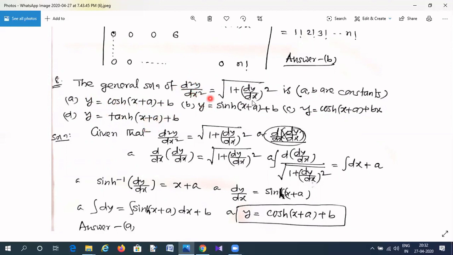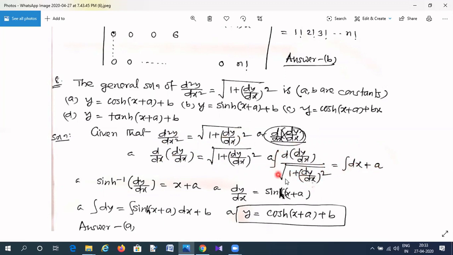So the differential equation which is given is d2y/dx2 is equal to root over 1 plus (dy/dx) whole square. d2y/dx2 is nothing but d/dx of dy/dx. So I'm taking it as: integration of d(dy/dx) by root over 1 plus (dy/dx) whole square is equal to integration of dx plus some constant a.